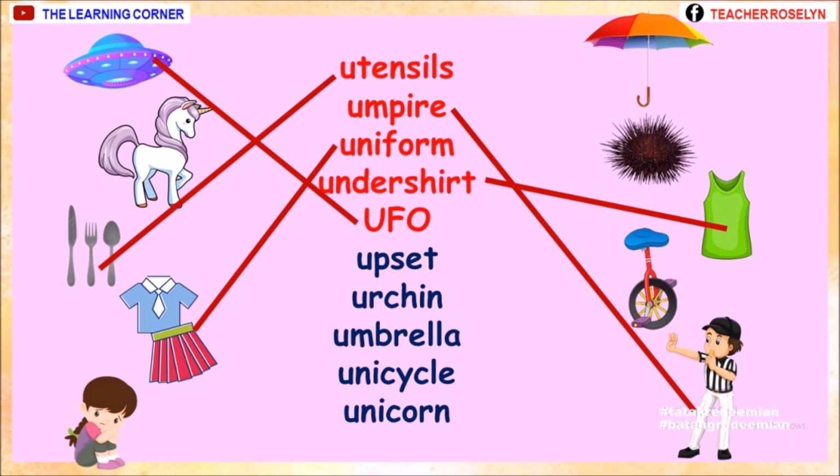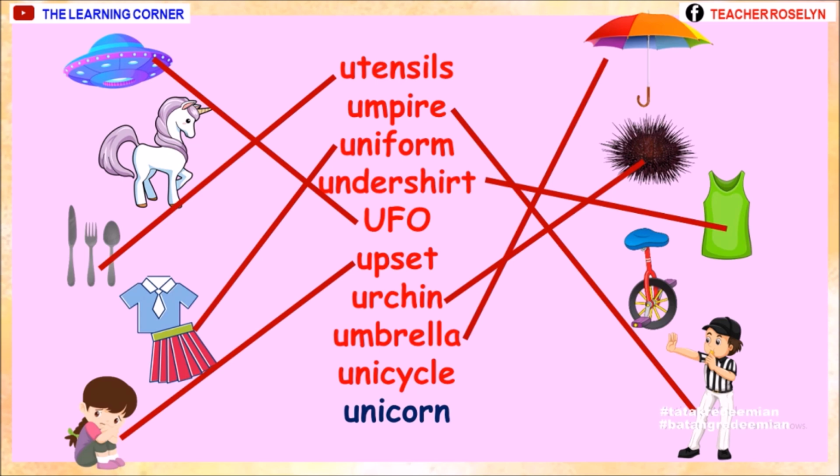Upset. Which picture means upset? Urchin. Where is the urchin? Umbrella. Which one's the umbrella? Unicycle. Where is the unicycle? Unicorn. Which one is the unicorn? Good job!